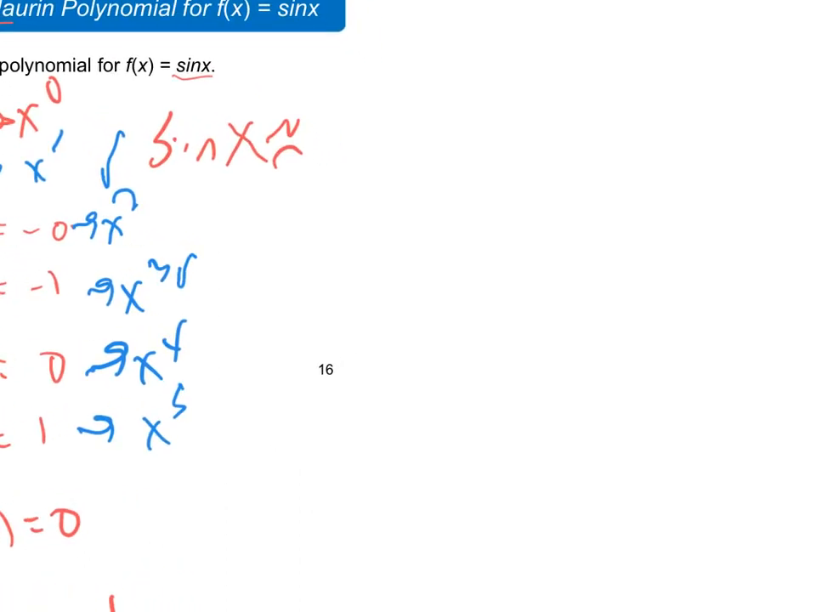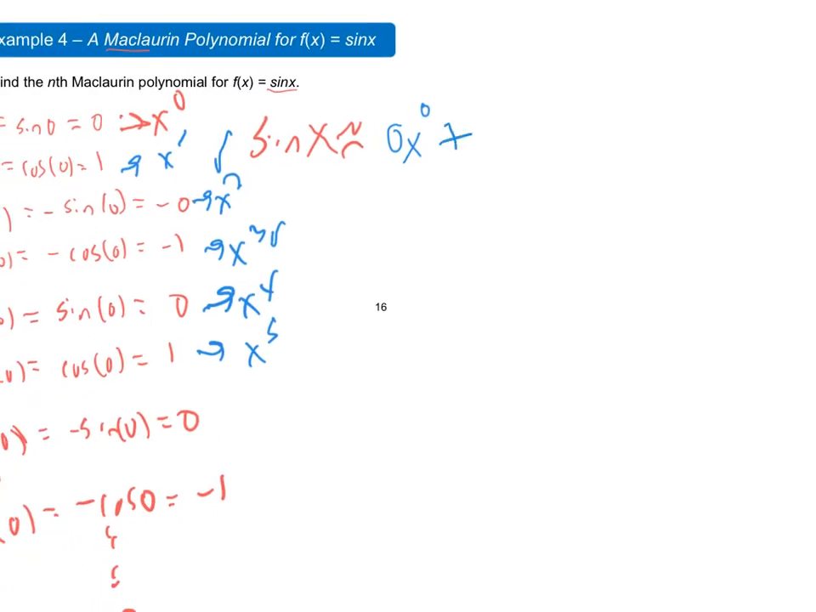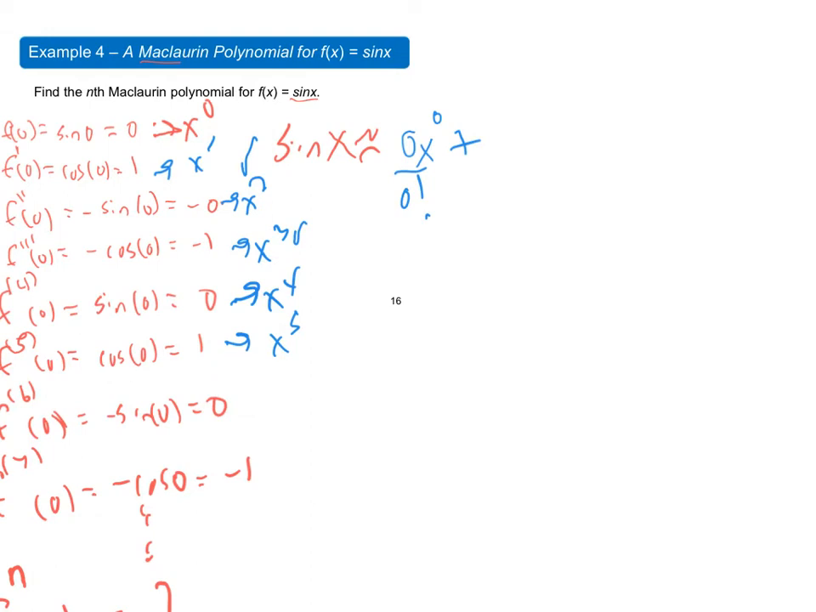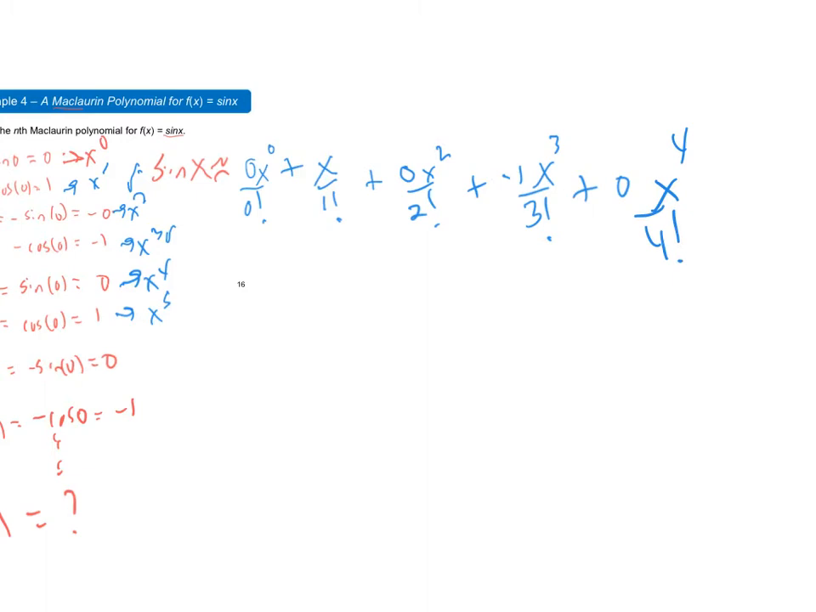So I'm going to write it all out just so you see it. I have 0 times x to the 0 divided by 0 factorial, plus I have a 1 that goes with the x, so that's an x over 1 factorial, plus a 0 x squared over 2 factorial, plus a negative 1 x to the third over 3 factorial, plus a 0 x to the fourth over 4 factorial.